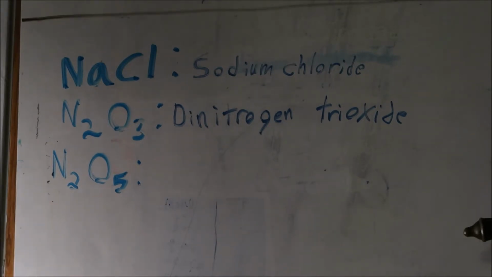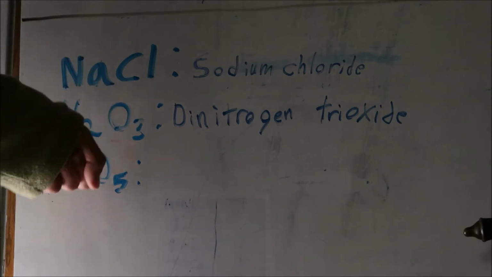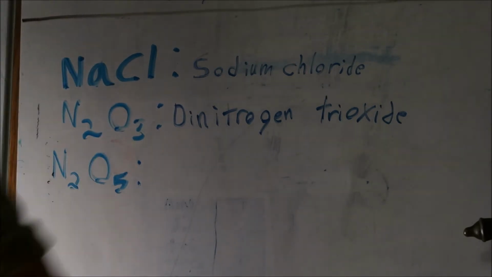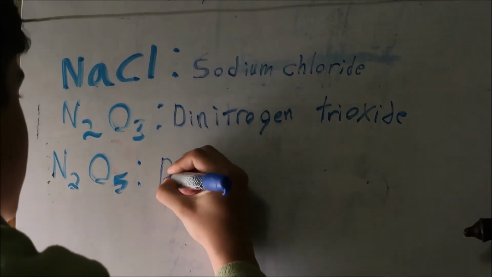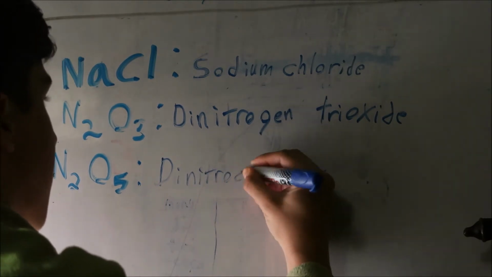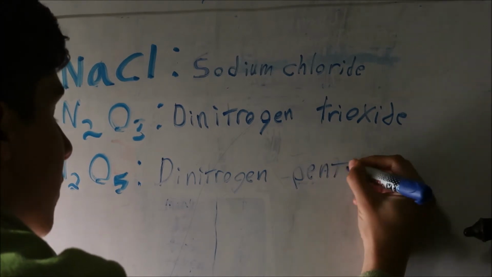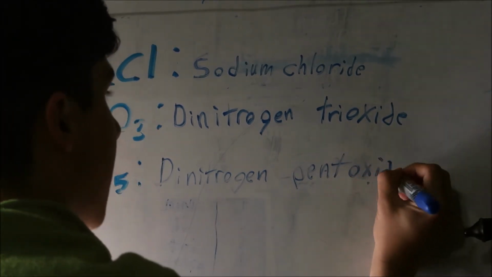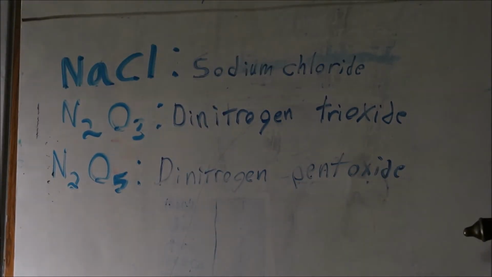And finally, exact same procedure as this one, just a couple more atoms on oxygen. So, dinitrogen pent, since there's 5 atoms, oxide. And that's essentially it.